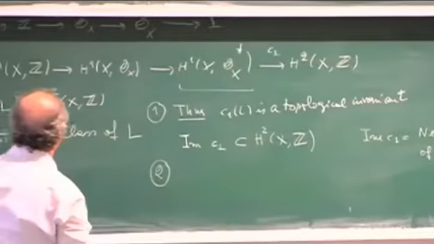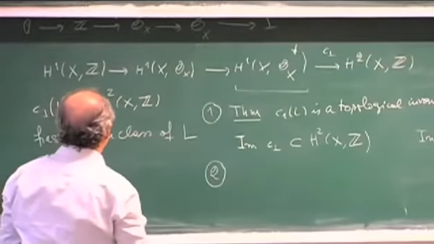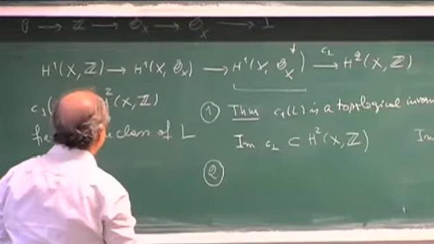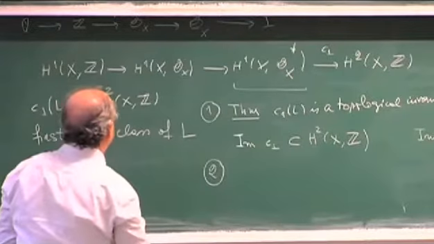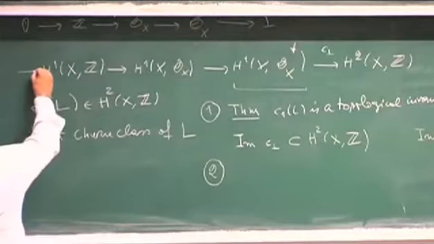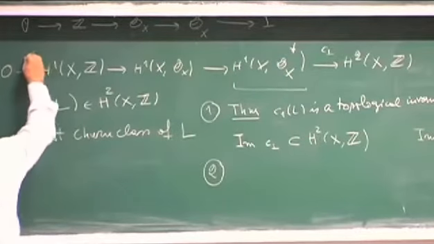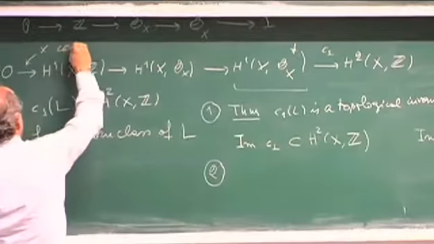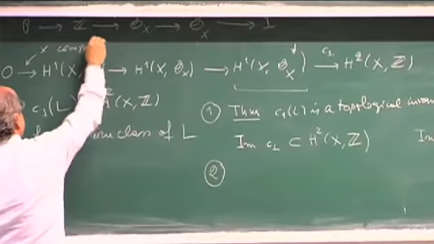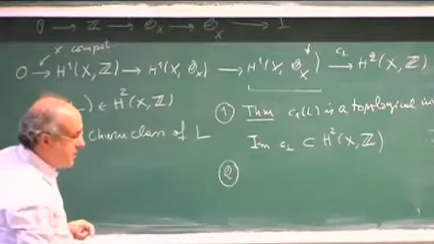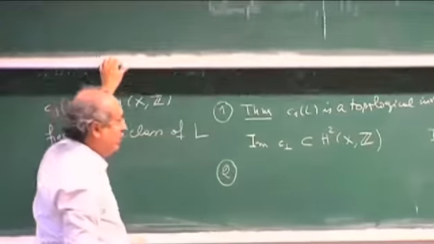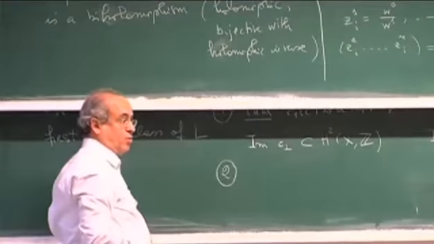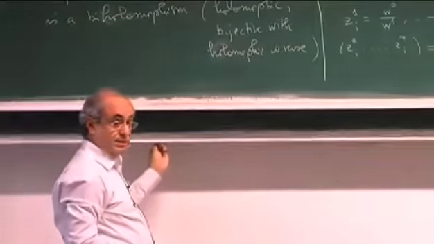Now, if you think a little bit, we can study this situation first by showing that actually here we have 0 if X is compact. And this is a result of the fact that we know, I guess, that if we have a holomorphic function on a compact, this is constant.